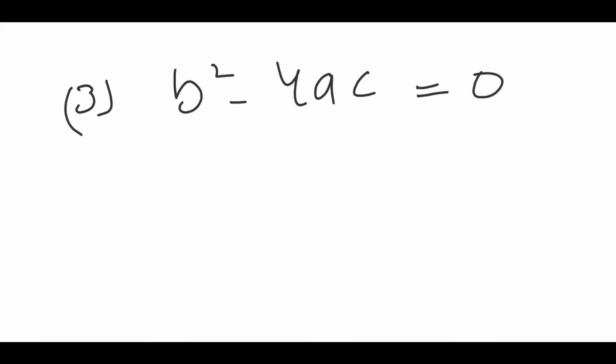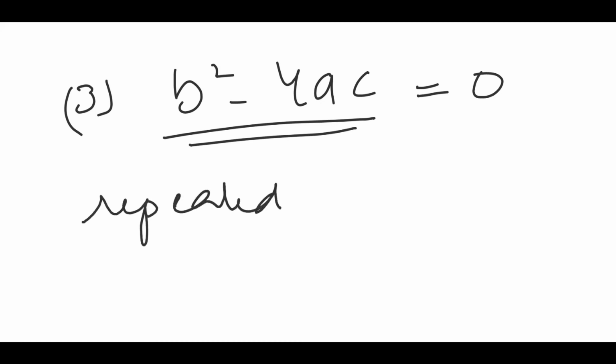Now, the third is, what if the discriminant is equal to 0? What if we get a complete 0 with it? So if we get 0, it represents either repeated roots or just one root, which means that our x1 is equal to x2. We just get one root.